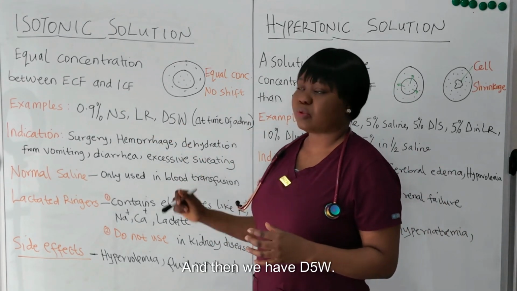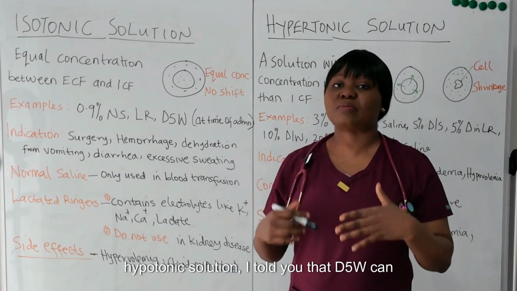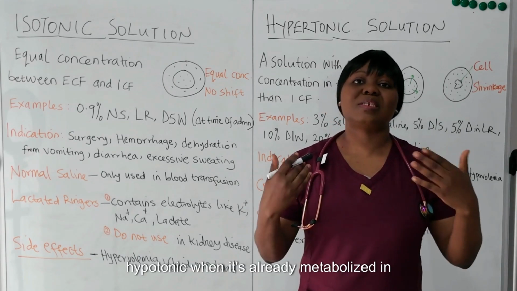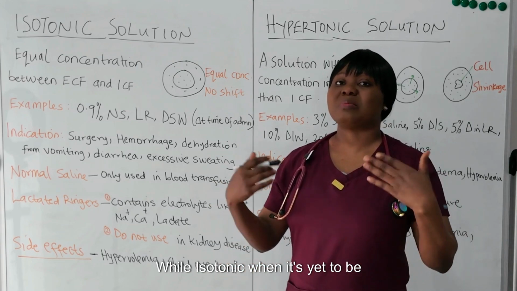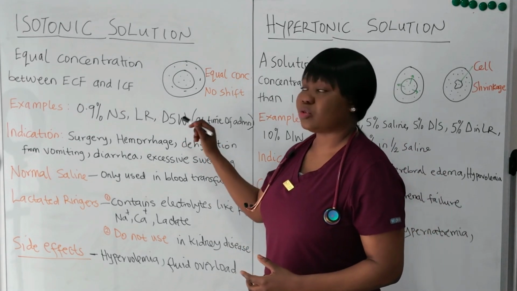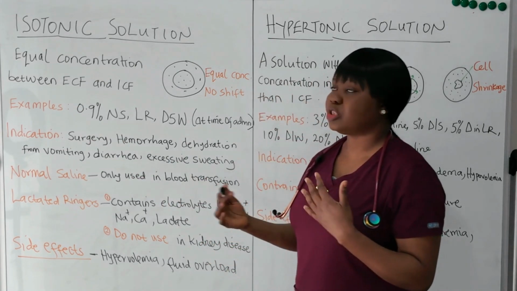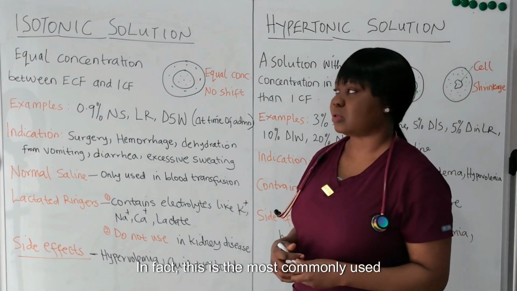And then we have D5W. Remember, when I was talking about hypotonic solution, I told you that D5W can be both isotonic and hypotonic. Hypotonic when it's already metabolized in the body. Why isotonic? When it's yet to be metabolized, maybe at the point of administration, it is an isotonic solution. Then indication. So the condition where we use isotonic solution, in fact, this is the most commonly used solution.